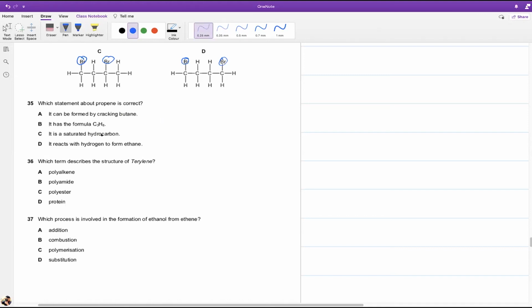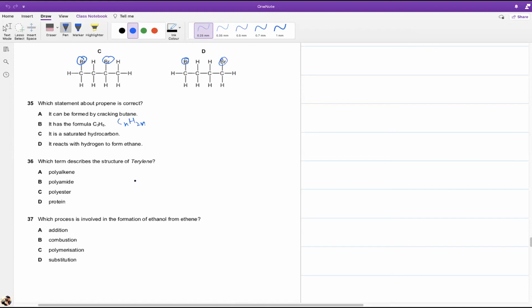It has formula C3H8. That's actually propane, not propene, because propene is CnH2n. It is a saturated hydrocarbon. नहीं, double bond है, unsaturated है. It reacts with hydrogen to form ethane. Hydrogen से react करना है, carbon atoms तो नहीं कम हो जाएंगे ना. So it will form propane, not ethane.